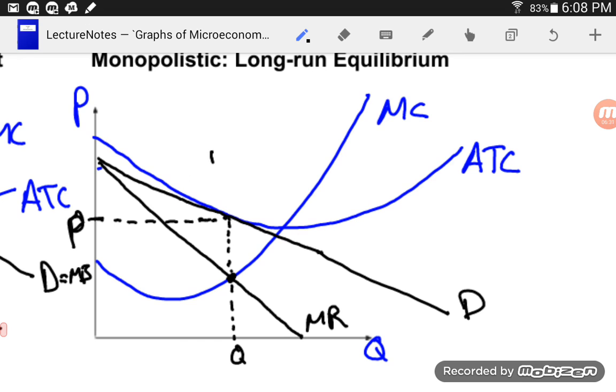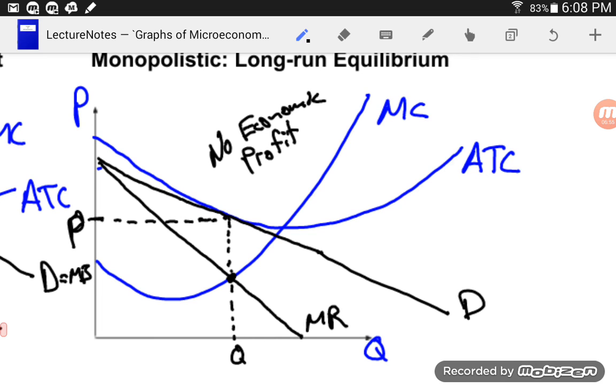So there's no economic profit. I'm just making normal profit. And so there's no incentive for other people to join the industry because you've driven my demand down to the point where I'm no longer making an economic profit. If the demand had shifted even further, of course, we'd have an economic loss.